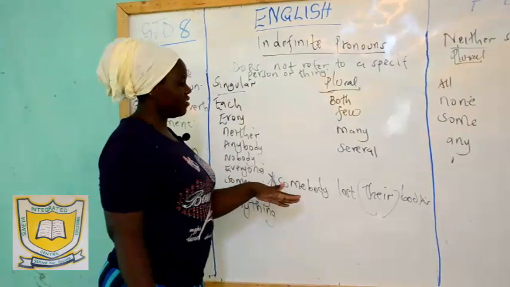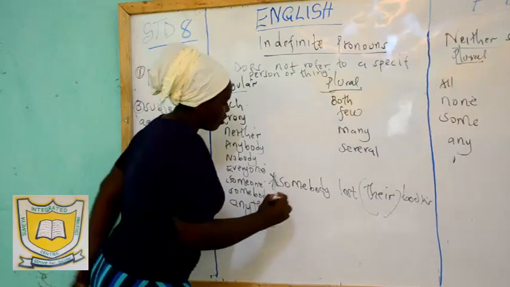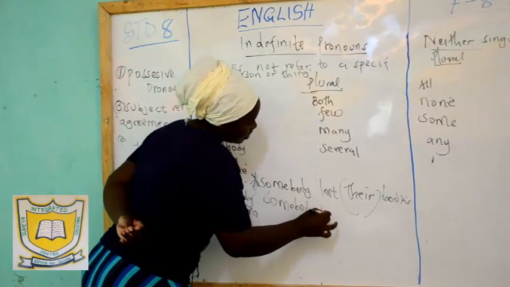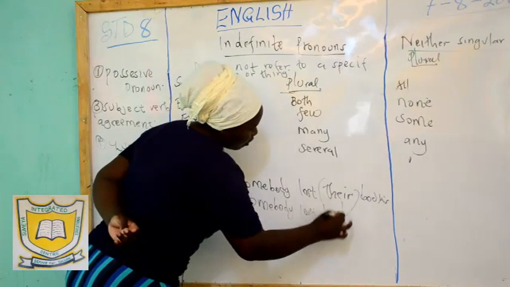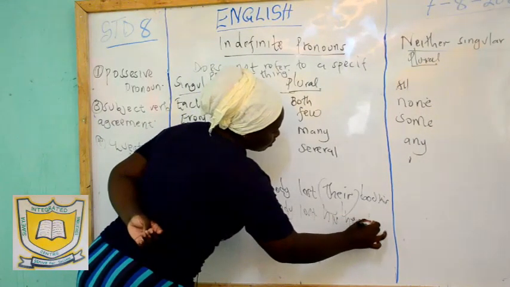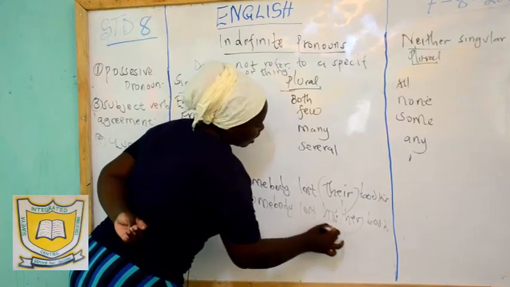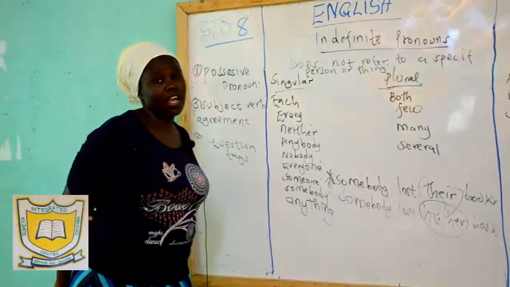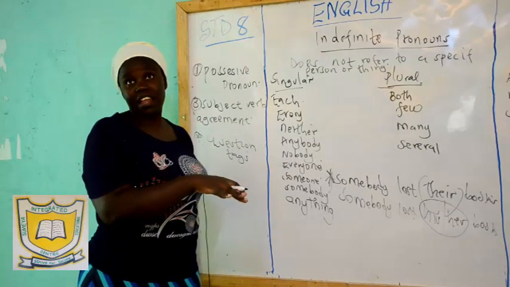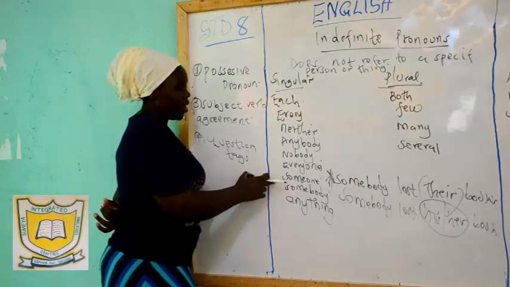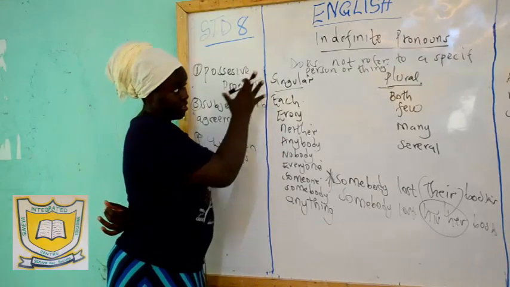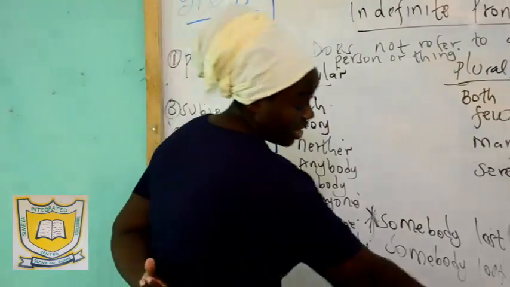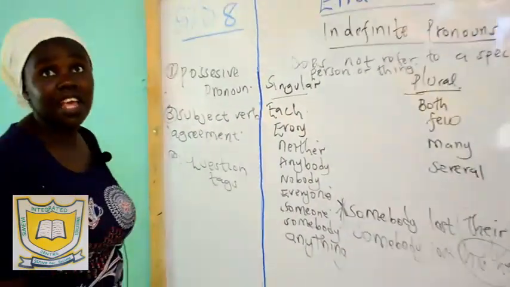So here you don't say somebody lost their books. You are going to say somebody lost his or her book. The possessive pronoun in that sentence should be singular so as to agree with the subject. Why? Because someone, somebody, everyone, and these ones are singular indefinite pronouns, so they should take singular possessive pronouns.